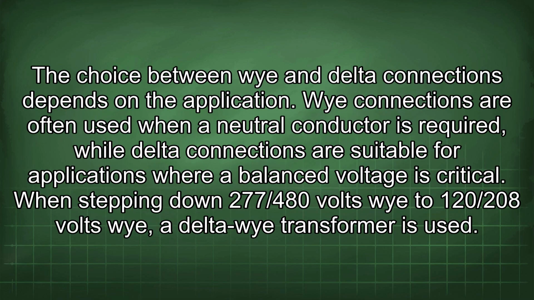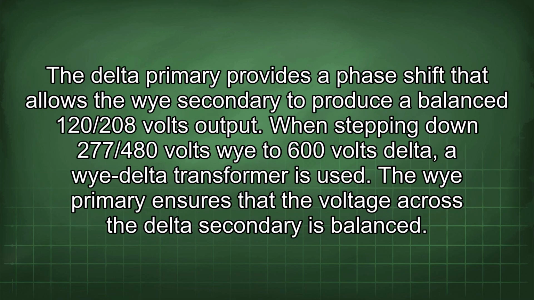The choice between Y and delta connections depends on the application. Y connections are often used when a neutral conductor is required, while delta connections are suitable for applications where a balanced voltage is critical. When stepping down 277/480 volts Y to 120/208 volts Y, a delta Y transformer is used. The delta primary provides a phase shift that allows the Y secondary to produce a balanced 120/208 volts output.